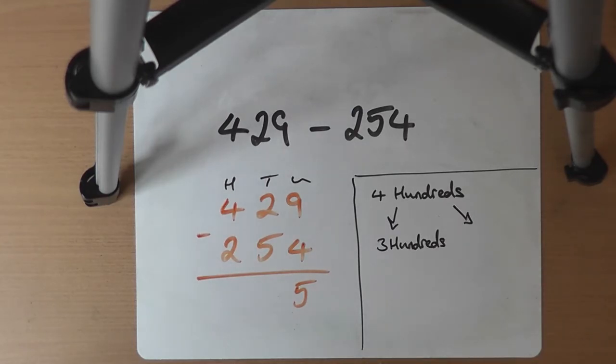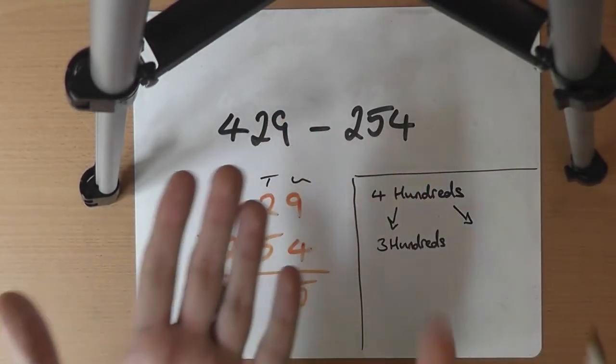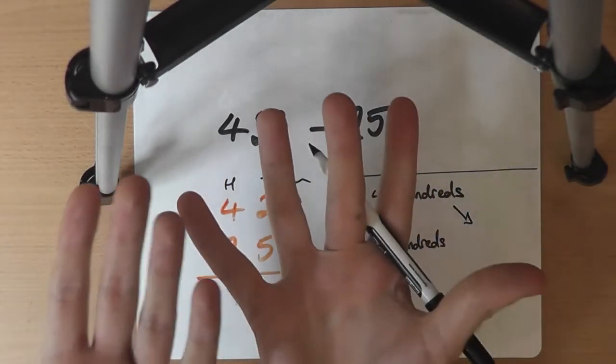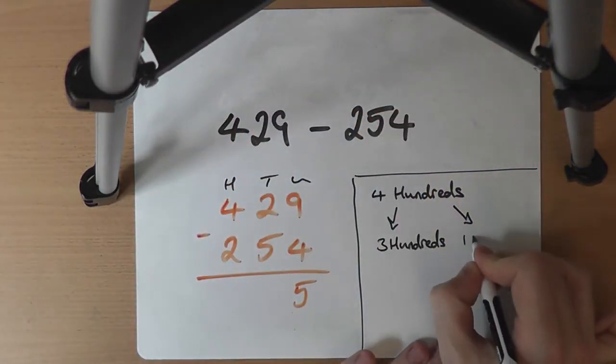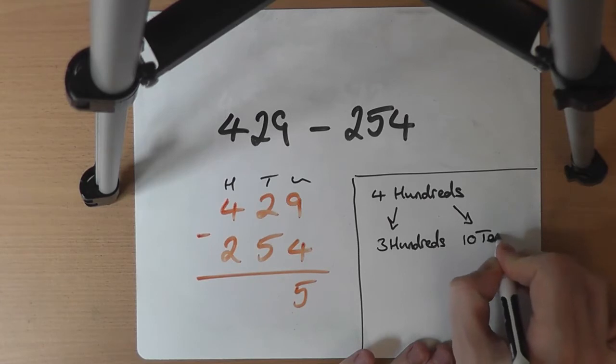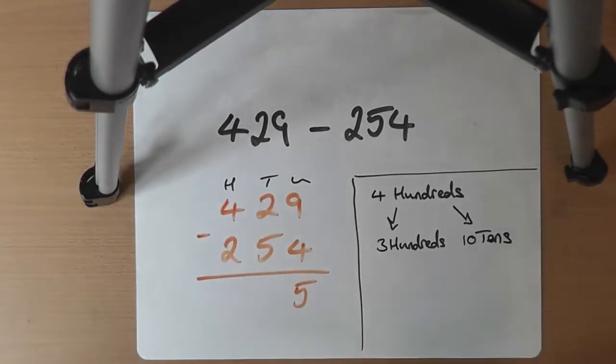How many tens would I get from that 100? Well, 10, 20, 30, 40, 50, 60, 70, 80, 90, 100. I would get 10 tens from that 100. So we had 400s, and I've swapped the 400s for 300s and 10 tens.